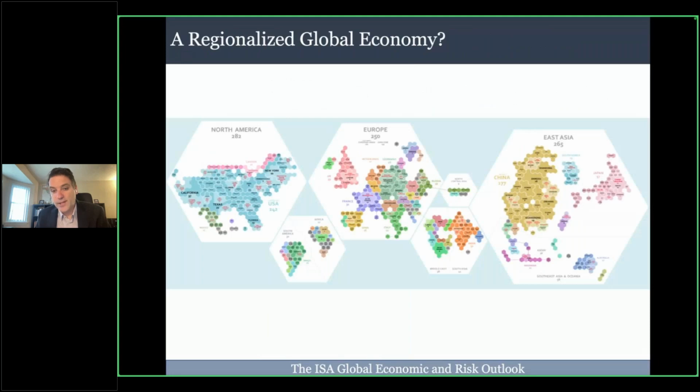Of course, we live in an increasingly regionalized economy. That's not going to change. This trend towards reshoring and friendshoring is going to continue.